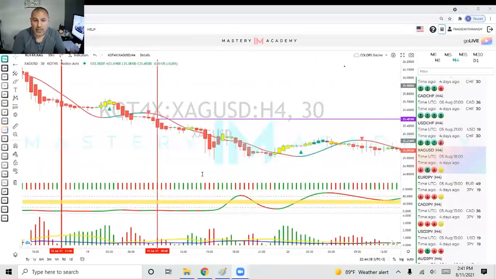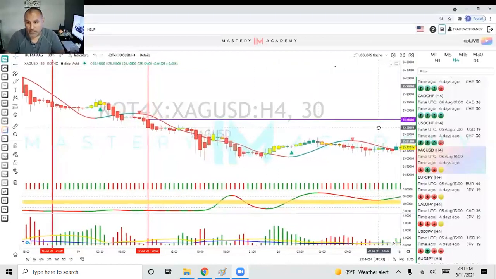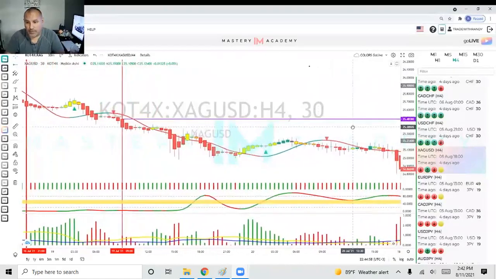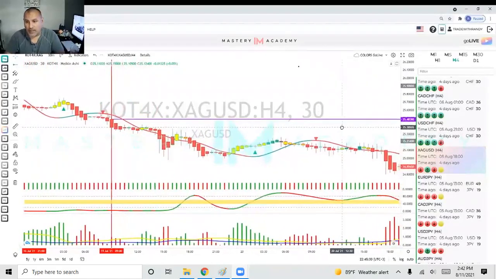We wait till the next triangle. Since we had a color change on those candles, we need to wait till the next triangle. So we wait. And price continues to move and move and move. And we're waiting.